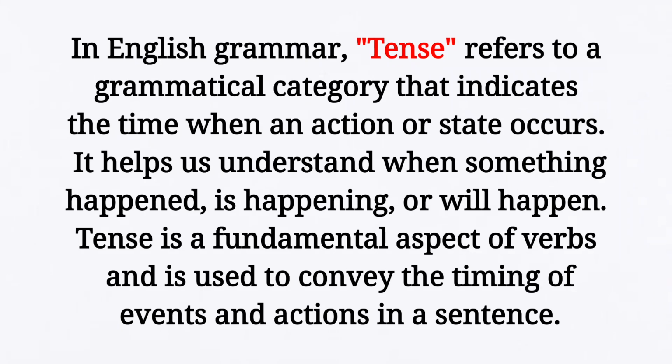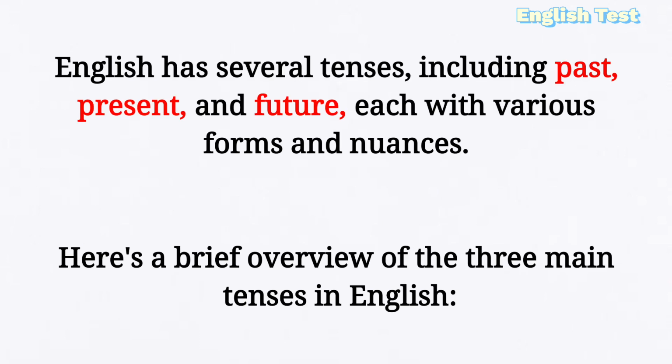In English grammar, tense refers to a grammatical category that indicates the time when an action or state occurs. It helps us understand when something happened, is happening, or will happen. Tense is a fundamental aspect of verbs and is used to convey the timing of events and actions in a sentence. English has several tenses, including past, present, and future, each with various forms and nuances. Here's a brief overview of the three main tenses in English.